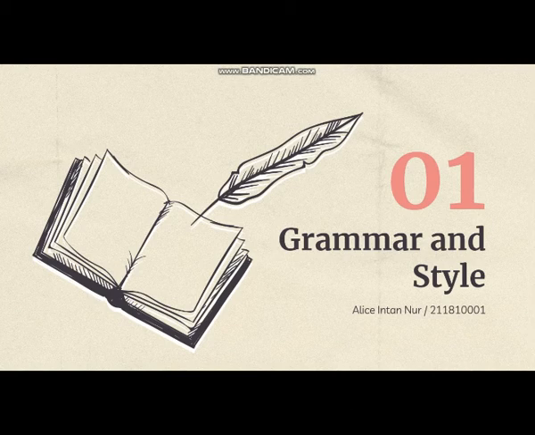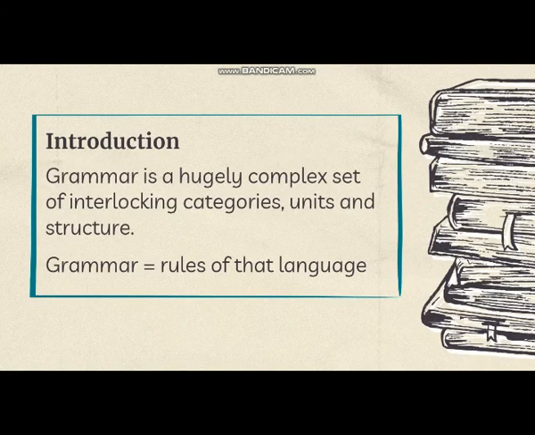First, we are going to talk about grammar and style. When we talk about the grammar of a language, we are talking of a hugely complex set of interlocking categories, units, and structures. Or we can say that it is the rules of that language itself.